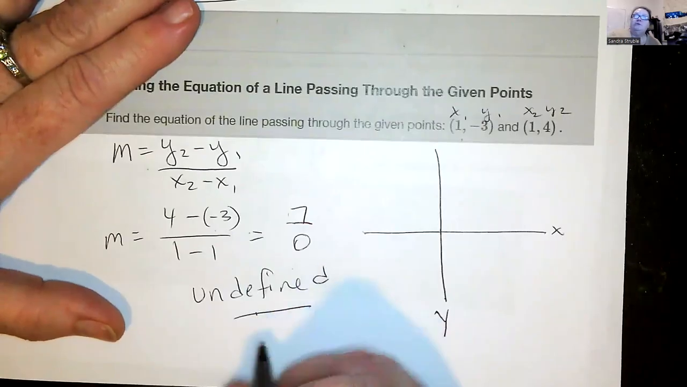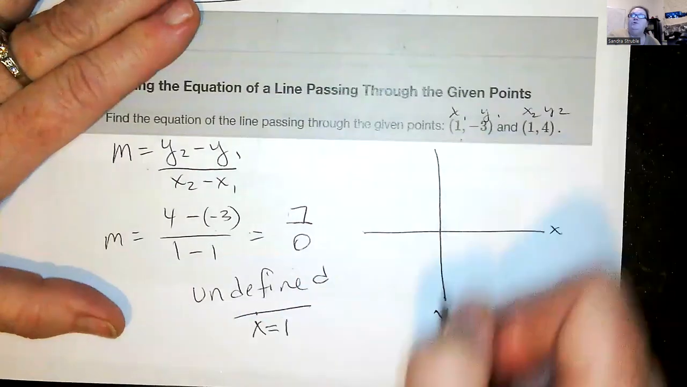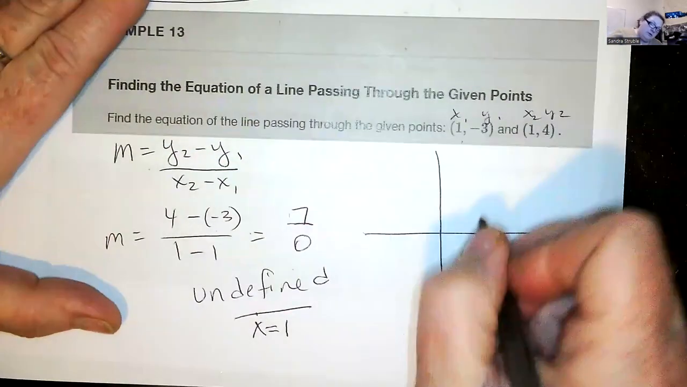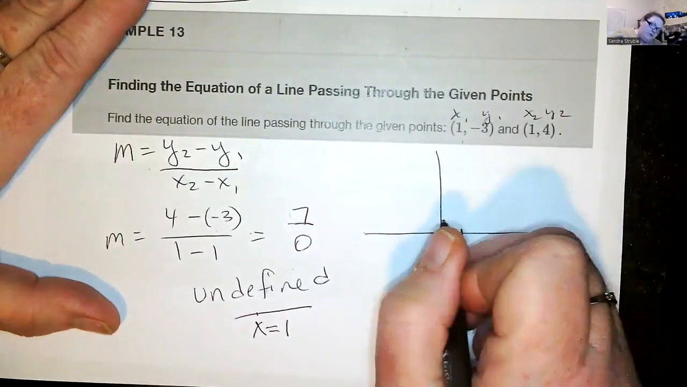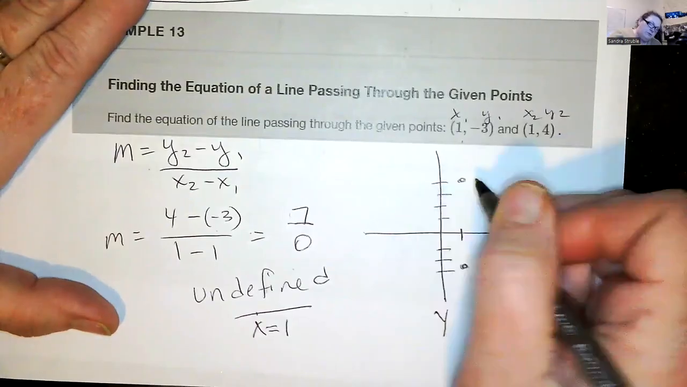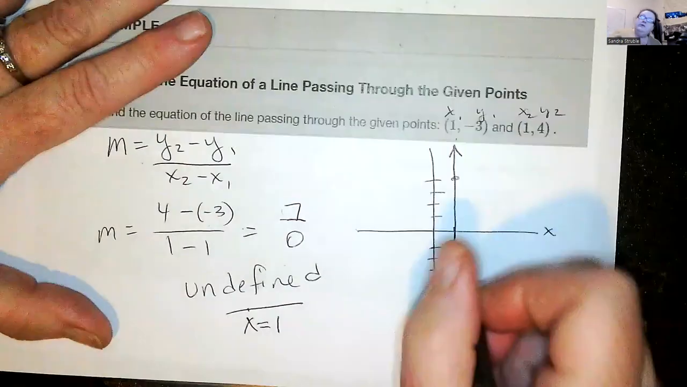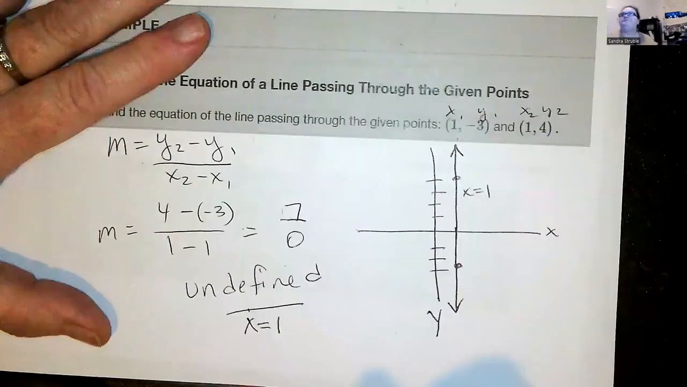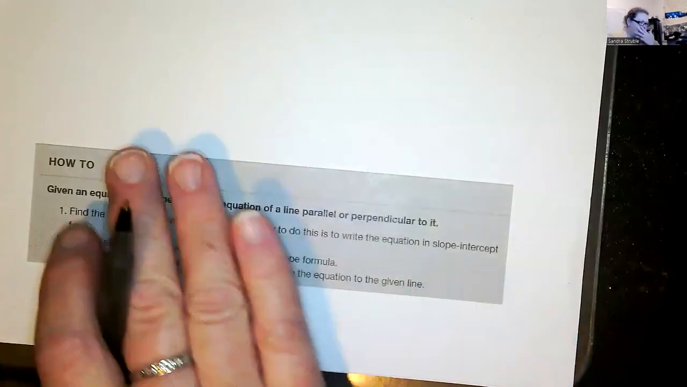Okay, so this answer is going to be x equals 1 for the actual line itself, because they're asking for the equation of the line. So we have a point at 1, negative 3. We have a point at 1, 4. This is going to be a vertical line that continues on and on. And the equation for this line is x equals 1. Okay, that's all it is. It's just a vertical line. All right, I'm going to have to go back and do that one in class. That's a fun one.